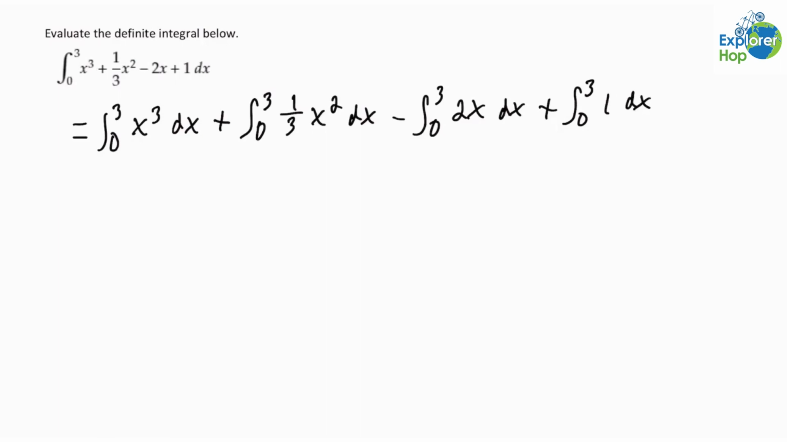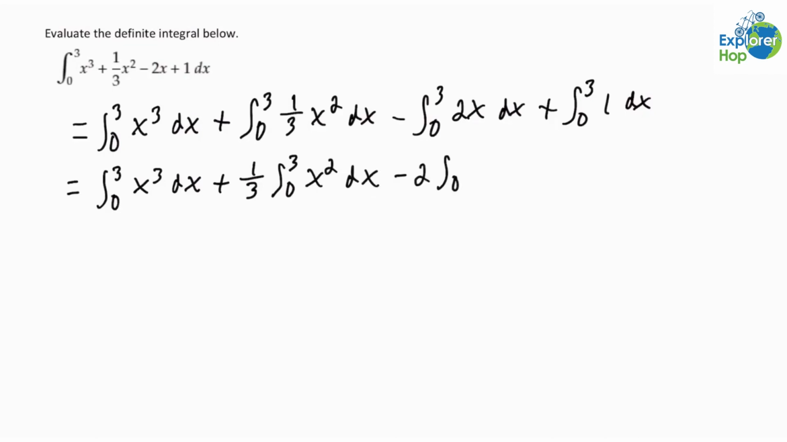And now we apply the constant multiple property to get that this is equal to the integral from 0 to 3 of x cubed plus 1/3 times the integral from 0 to 3 of x squared minus 2 times the integral from 0 to 3 of x plus 1 times the integral from 0 to 3 of x to the power of 0.